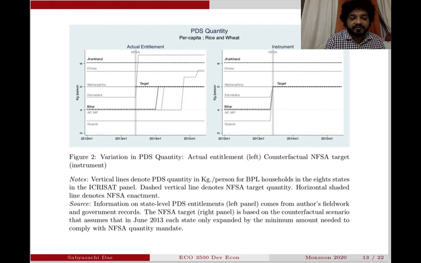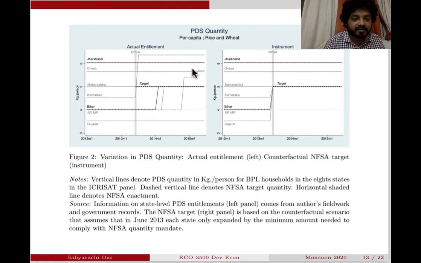Now, the previous graph was for prices. The same is true for quantity. The subsidy value is calculated using both the difference in market and PDS price as well as the stipulated quantity. So the actual quantity is also changing, right? The quantity should be 5 kilo per person per month. For example, Bihar was lower, it was 4 kilo, and it should have increased to 5 kilo in 2013. If you see here, Bihar doesn't change even in 2013, it goes to 5 kilo only in 2014, a year later. Similarly, Andhra Pradesh and Madhya Pradesh also delay.